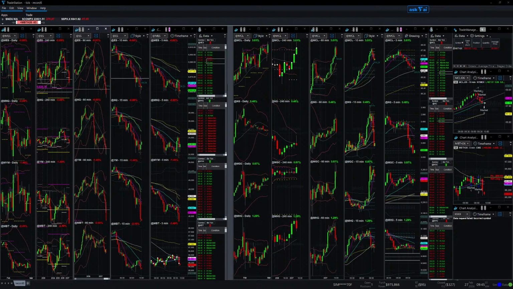You heard Dakota talking about those prices of interest, those levels to the downside in the NQ. Still got some room to go before we get there.